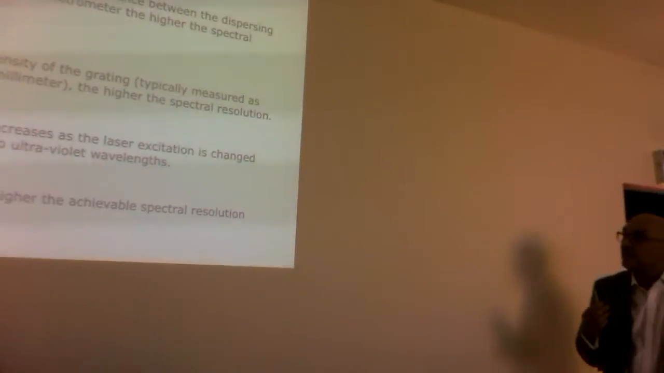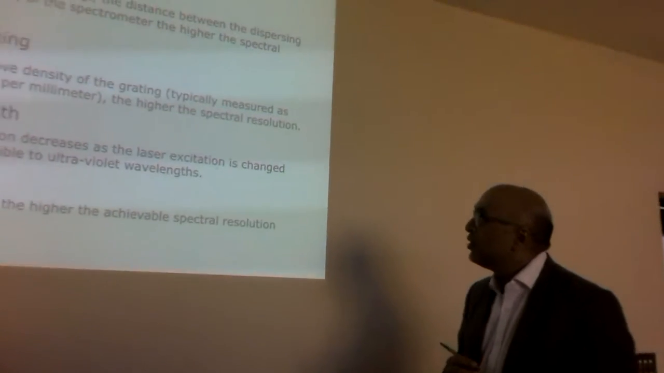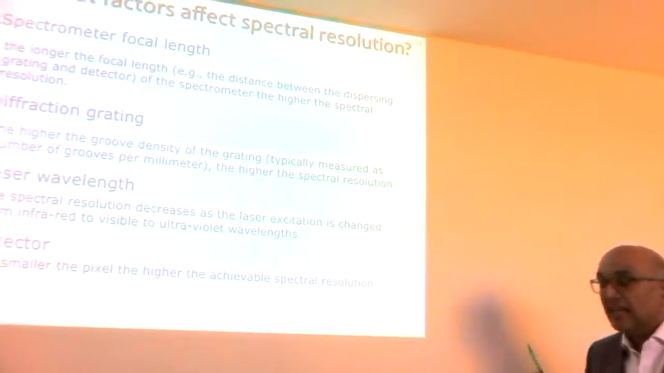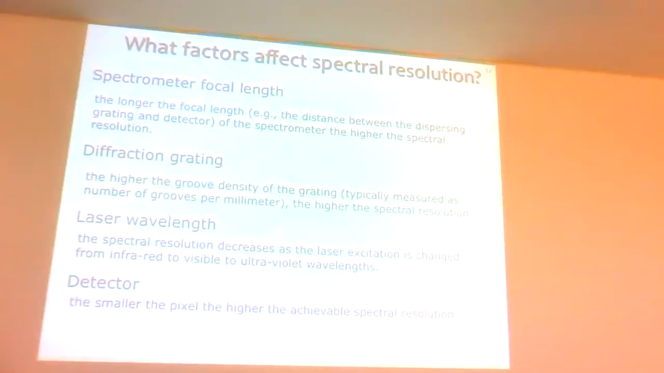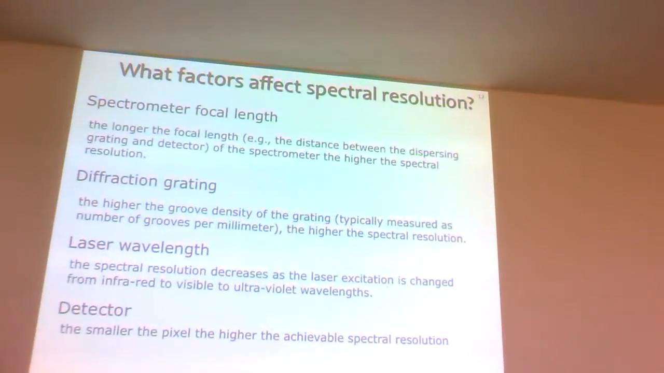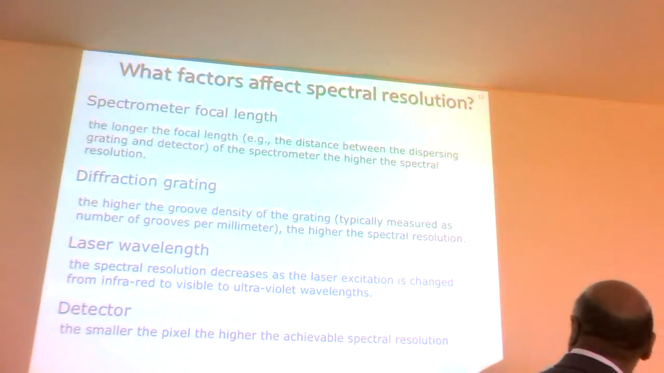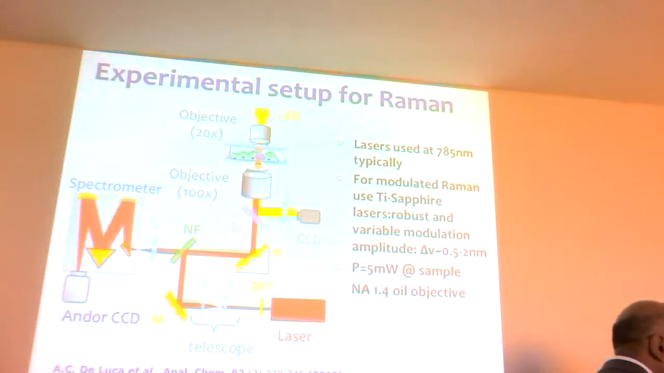Spectrometer focal length, the groove density of your diffraction grating, depending on what information you want to see. The laser wavelength matters. Many Raman systems use 785, but you can buy Raman systems down to the blue, 488, or even longer. So the wavelength should be dictated by your application and time constraints. And your camera, well, there again, you can maybe even use EMCCDs if you don't want to use liquid cooled cameras instead. And resolution, of course, depends on your pixels and what you have. That's the kind of system you have for Raman.